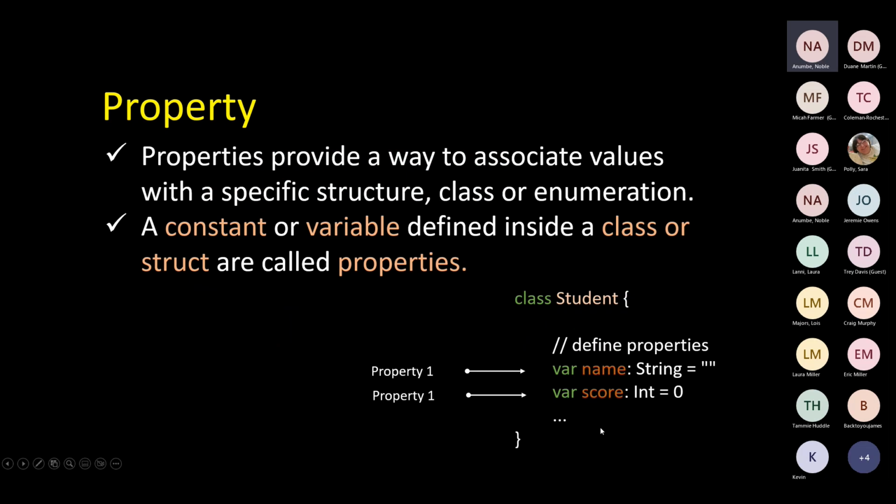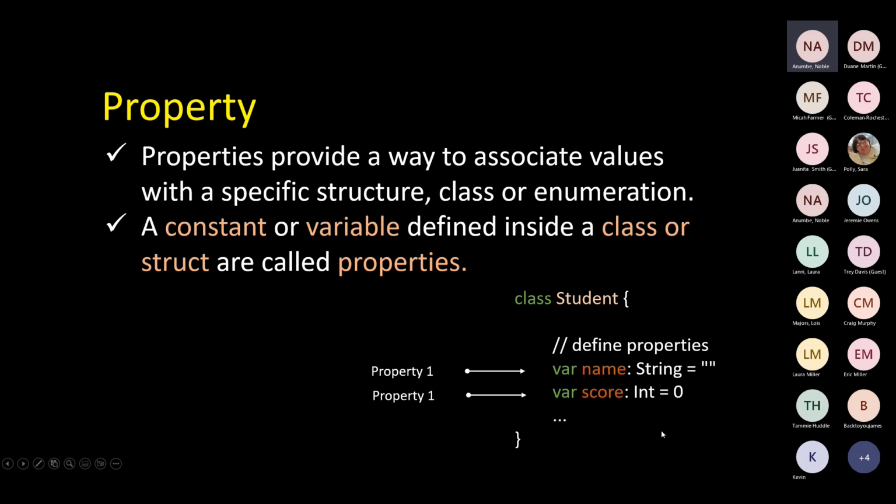Okay, let me use this as an example. Imagine these two properties. Name is a property, score is a property. And I explicitly define name to be a string. Let's say what I have here is Stephen. Stephen is the value. The score, Stephen would have made 100, for example.